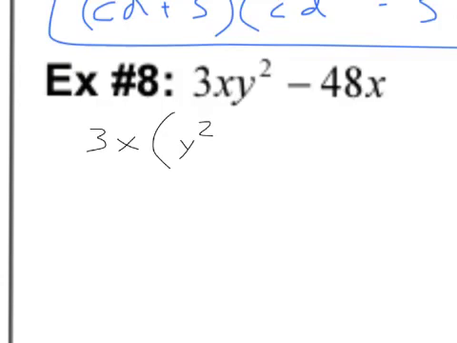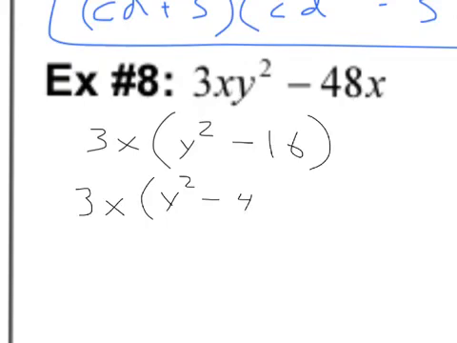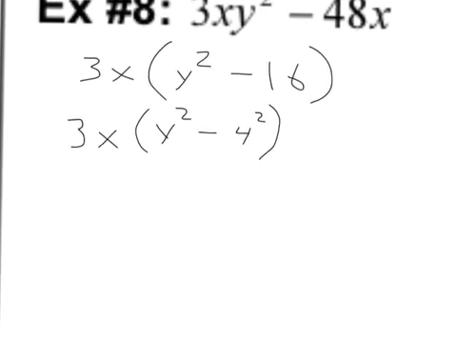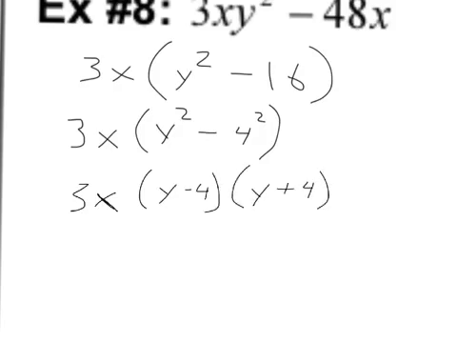Well, what is that? Well, 48 divided by 3 is 16, so this is going to be y squared minus 16. Okay, well, isn't y squared minus 16 the same thing as y squared minus 4 to the second? I'm doing that because I know that this is a perfect square. I want to know if this is a perfect square, because if it is, I have a difference of squares, which means I can use that pattern that I just used in the last one and break this down to 3x times y minus 4 times y plus 4. And there we go. That's as factored as I can get.